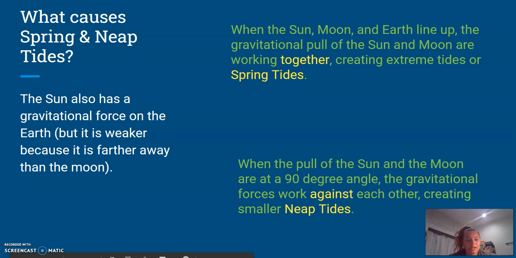And then a neap tide is when the pull of the sun and the moon are at a 90-degree angle. So here, the gravitational forces work against each other, which creates smaller tides. So basically, you have the Earth here, and you have the moon here, and the sun here. So they're pulling in different directions, which in the end are working against each other, making less significant tides.